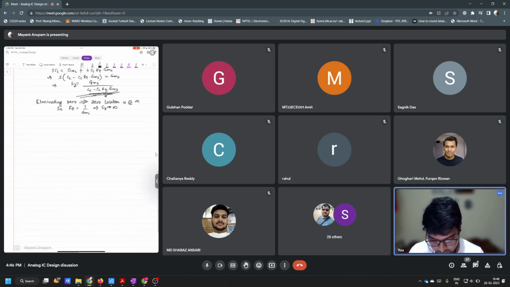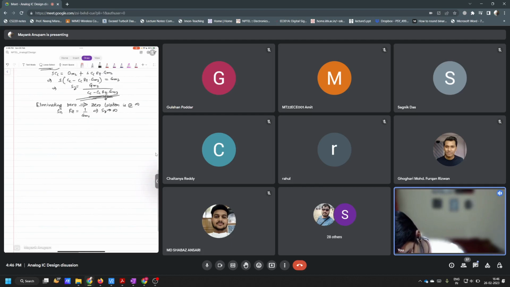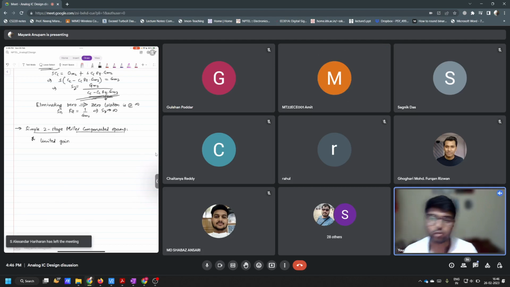Now let me talk quickly about nested Miller compensation. So we saw that a simple two-stage Miller-compensated op-amp had limited gain, right? I mean, this had some gain, but let's say we want to increase that gain.